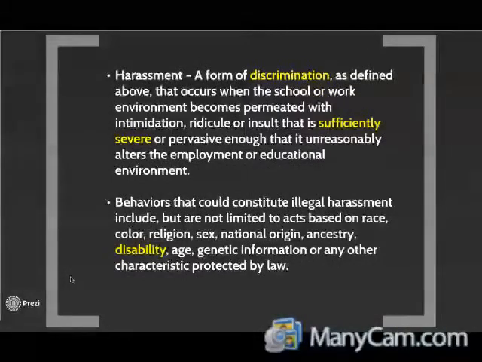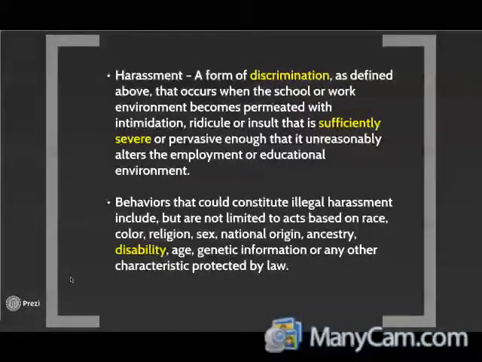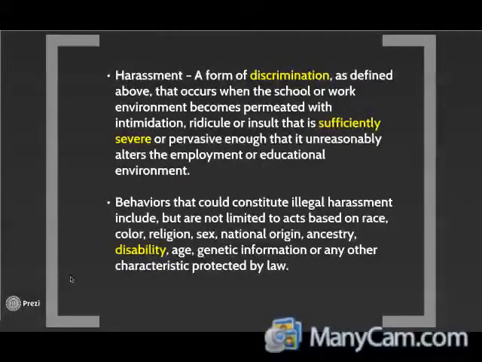We will now go into the definitions of harassment. Harassment is a form of discrimination as defined above that occurs when the school or work environment becomes permeated with intimidation, ridicule, or insult that is sufficiently severe or pervasive enough that it unreasonably alters the employment or educational environment. Behaviors that could constitute legal harassment include, but are not limited to, acts based on race, color, religion, sex, national origin, ancestry, disability, age, genetic information, or any other characteristic protected by law.